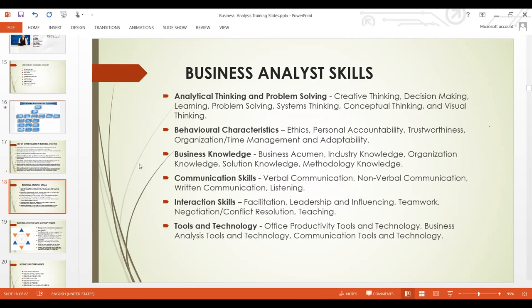Then organizational knowledge. You must know how organizations work. The organization you are trying to work in, you need to understand the way it works, or general organizational knowledge and organizational structure. Then solution knowledge. You are here to deploy a solution. You must understand that solution very well. You must know how to deploy that solution.